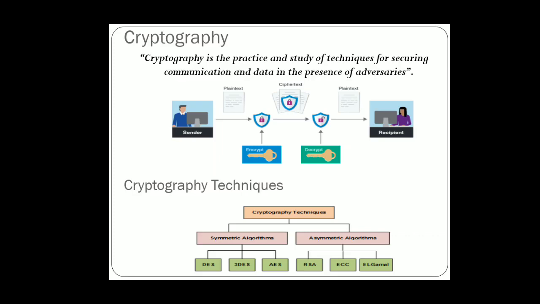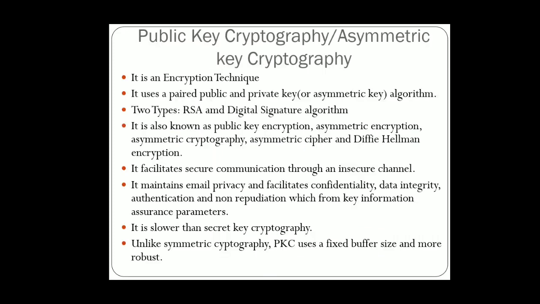Cryptography techniques may broadly be classified into two types, that is symmetric key cryptography and asymmetric cryptography. Let us see public key cryptography, or asymmetric cryptography. Public key cryptography is an encryption technique that uses a paired public and private key, that is an asymmetric key algorithm, for secure data communication. A message sender uses the recipient's public key to encrypt a message. To decrypt the sender's message, only the recipient's private key may be used.